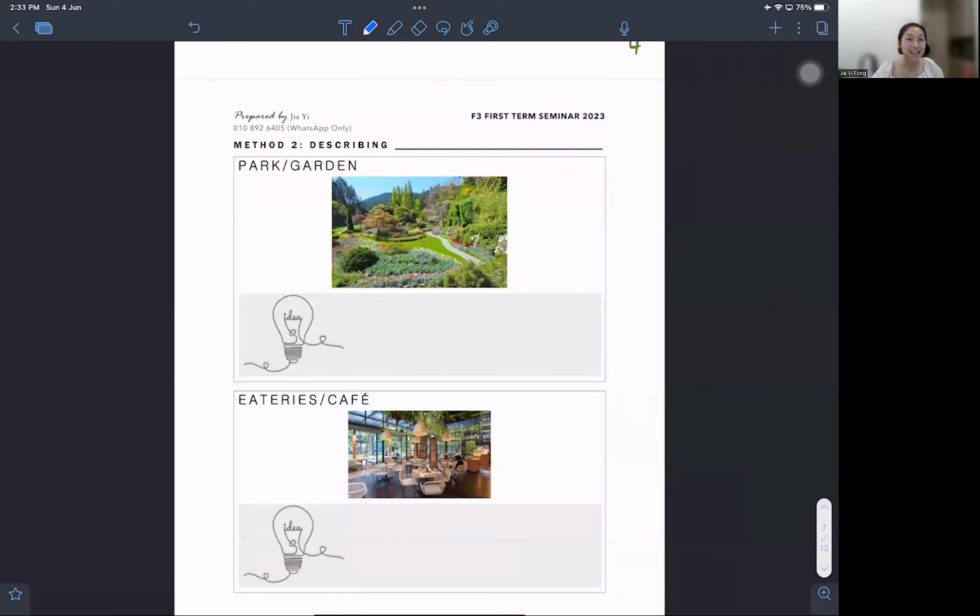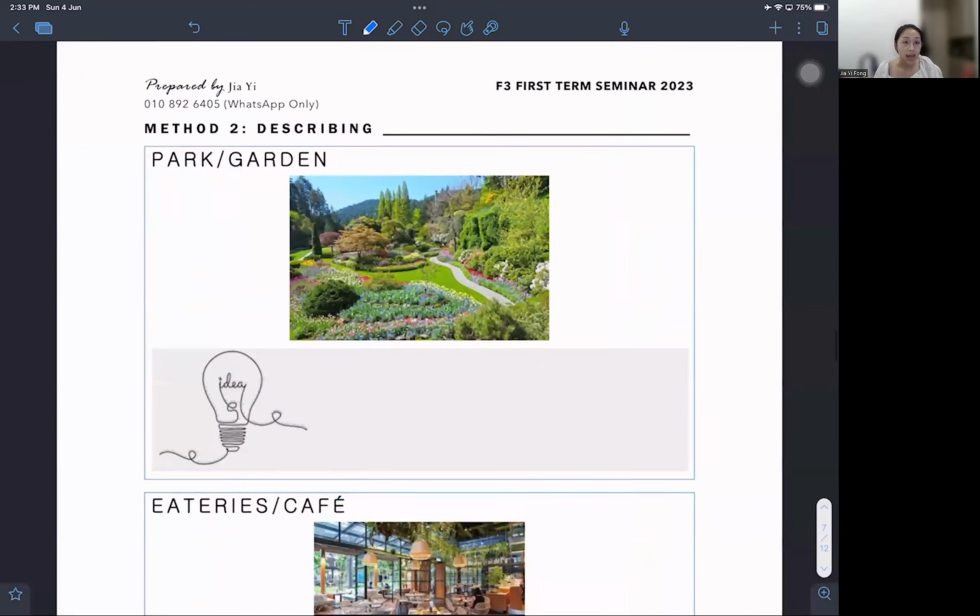Here, I've given you method number 2. If method number 1 is not to your liking, you can always use method number 2. In method number 2, we are going to describe surrounding. Surrounding can basically be anywhere, but to describe the surrounding requires a little bit of skill. I cannot use this method for all the essay. It really depends on where you are.